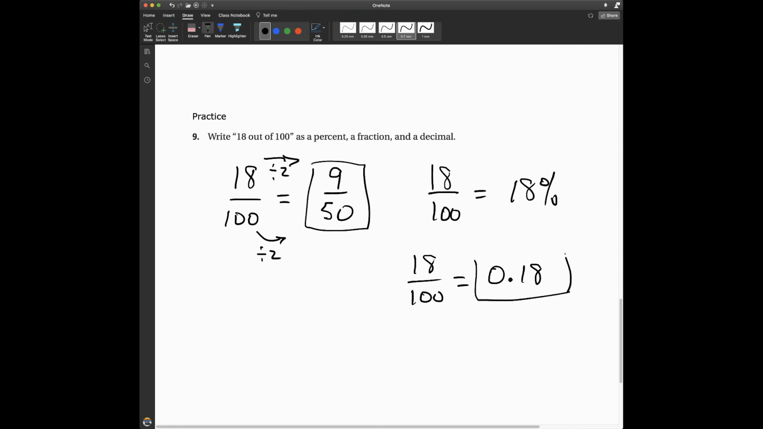So we've written this as a decimal, as a percent, and as a fraction. Hopefully that was helpful. This is a pretty fun chapter. I like chapter 6 and look forward to working with you on these problems.